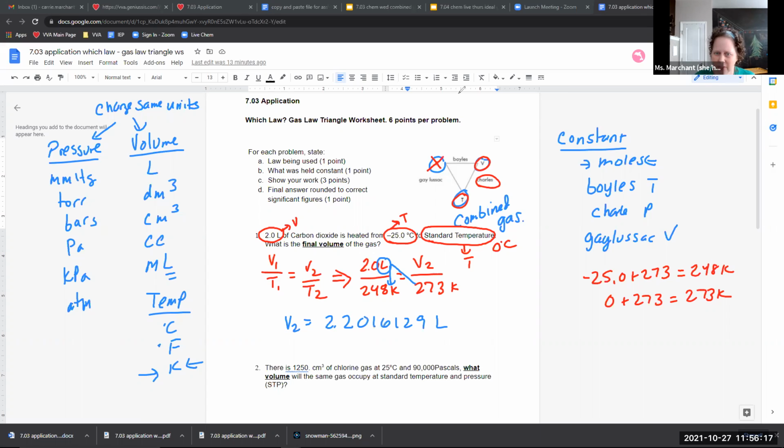Substitute, solve, sig figs. 2 sig figs, 3 sig figs. Technically, that looks like 1 sig fig, but really standard temperature is a perfect 0. So if you round to 1 sig fig for this answer, I will still give you credit, but I would prefer that you use 2 sig figs there. So 2.2 liters. All right, let's go on to the next problem.